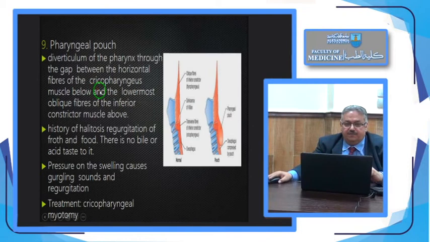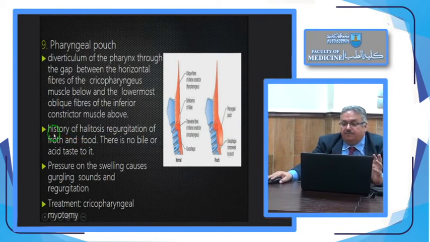Another form of non-malignant masses are the pharyngeal pouches. A pharyngeal pouch is a diverticulum of the pharynx through the gap between the horizontal transverse fibers of the cricopharyngeus muscle below and the lowermost fibers of the inferior constrictor muscle. So horizontal cricopharyngeus and oblique inferior constrictor, and the pouch comes from here, descends like this, emerges like this.